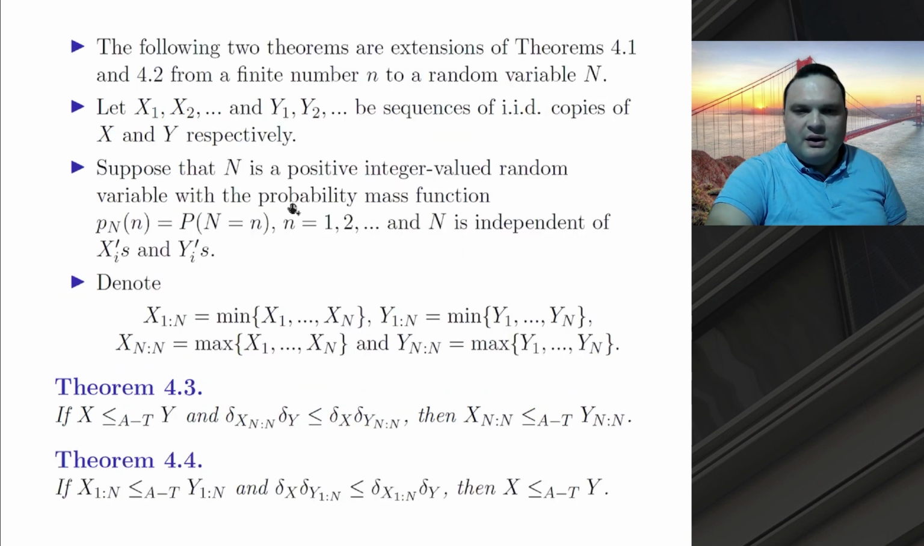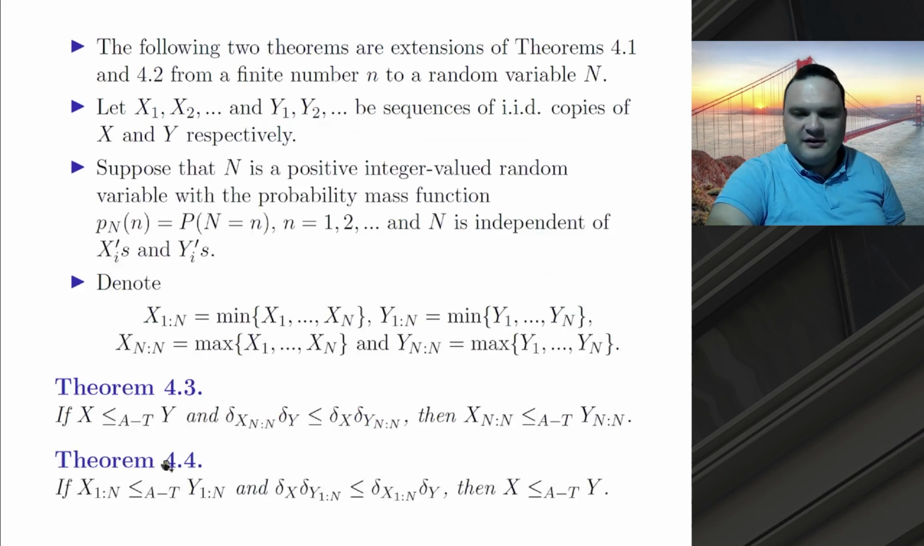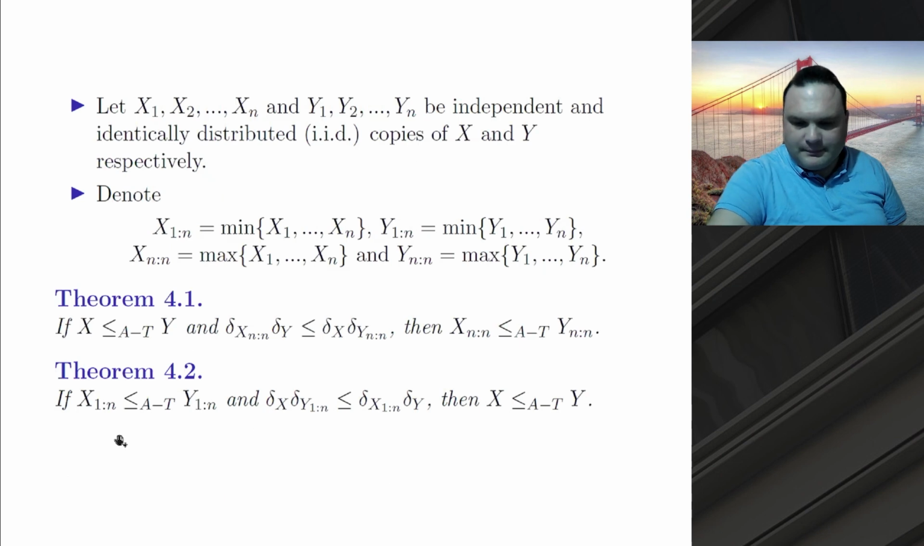We consider the minimum and the maximum random variables like above, but instead of a finite number n, we have here capital N, a positive integer valued random variable, and we want to have the same theorems like above, and we have them. If x is smaller than y in Awad-Tsallis Quantile Entropy order, then x and N is smaller than y and N in Awad-Tsallis Quantile Entropy order. The same thing for the minimum, like above, of course.